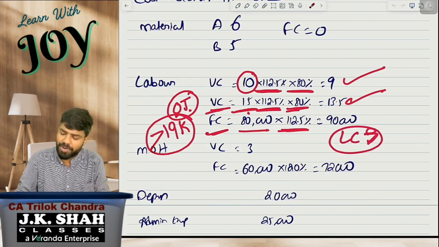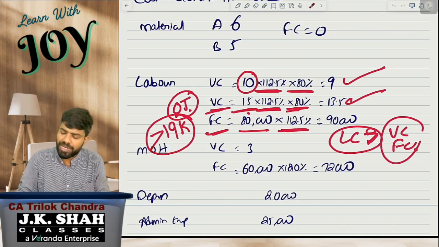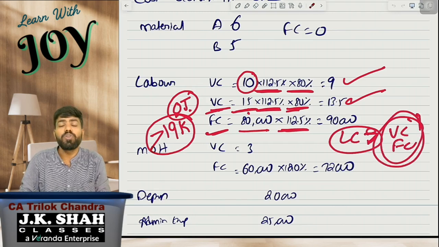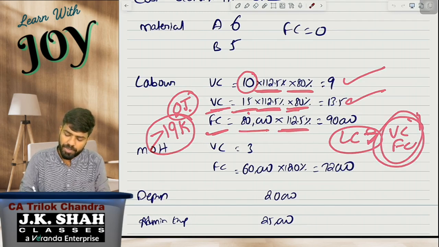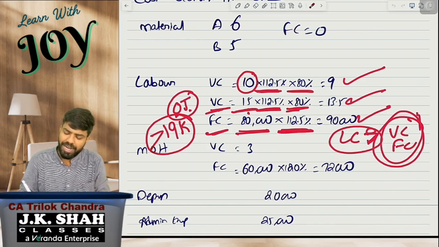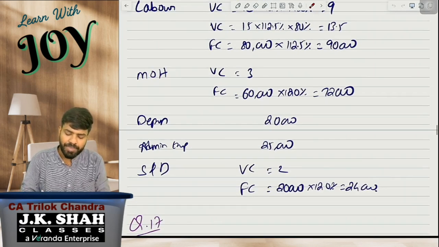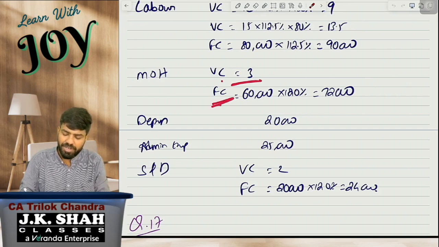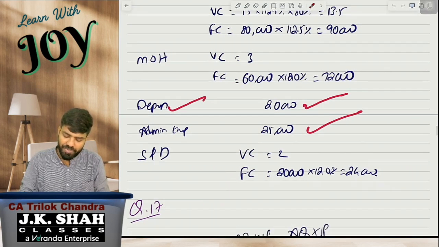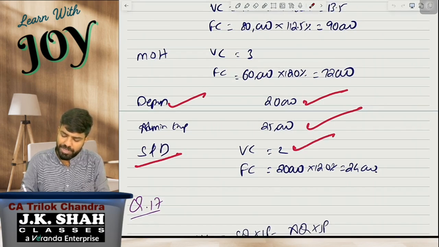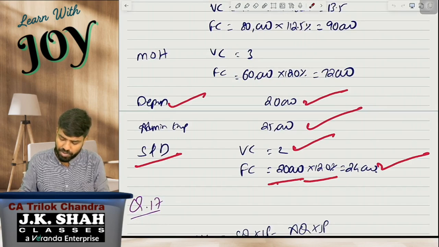When I say labor cost, variable cost and fixed cost both will increase. So 80,000 into 112.5% is 90,000. Next, manufacturing overheads: variable cost equal to 3 rupees and fixed cost equal to 60,000 into 120%, 72,000. Depreciation 20,000, administration expenses 25,000, selling and distribution 2 rupees, fixed 20,000 into 120%, 24,000.